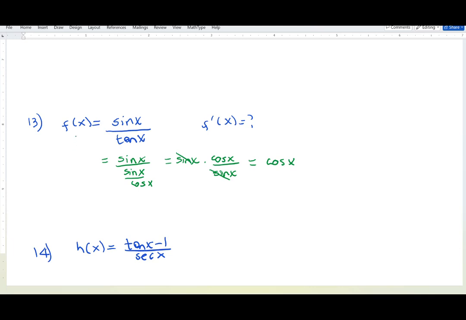What is that equal to? This is still the same, f of x. We're just simplifying it, right? So f of x is cosine x. That is not our final answer. To finish the question, we need to know what is f prime of x.